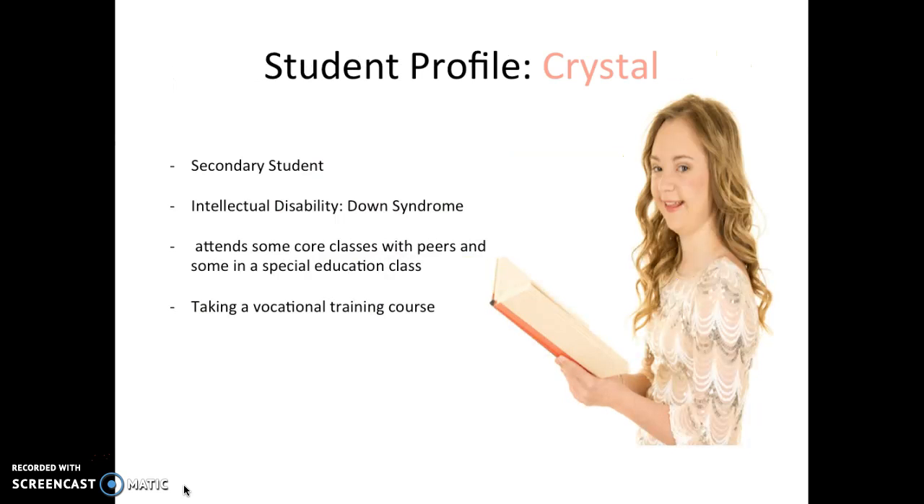Our next student profile is Crystal. As stated in iLearn, Crystal is a secondary student with an intellectual disability. She has Down syndrome. She attended elementary school with her peers, even though she did not always learn the same things they were learning. As Crystal moved to middle school, she participated with peers in co-taught science and social studies classes. She received some of her reading and math instruction in a special education classroom.